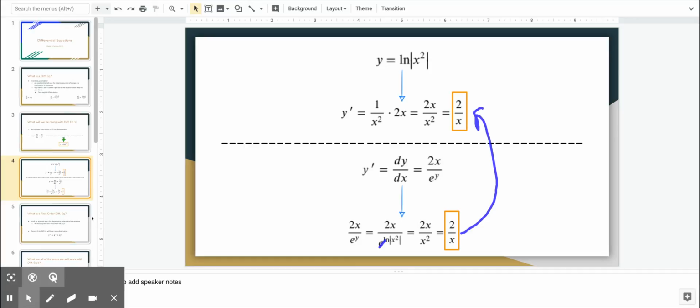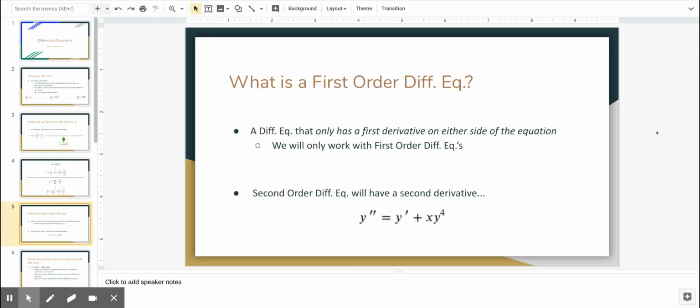Okay. All right. Let's move on. I want to get into one more slide just about differential equations. This is just in case you read about this or see this and want to talk about it a little bit. Something called a first order differential equation. We are only going to be working with first order differential equations. And all that means is that we're going to be working with differential equations that only have a first derivative on either side of the equation. Okay.